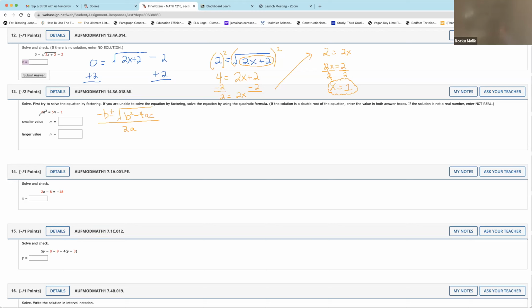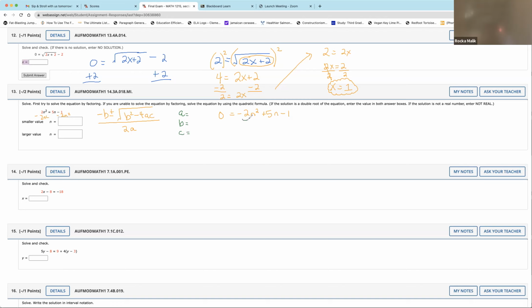So I'm going to move this minus 2n squared to this side. Minus 2n squared. So I have 0 equals minus 2n squared plus 5n minus 1. So I'm going to write what my a equals, what my b equals, and what my c equals before I start to use the formula.